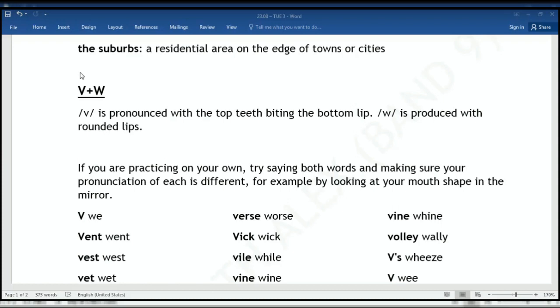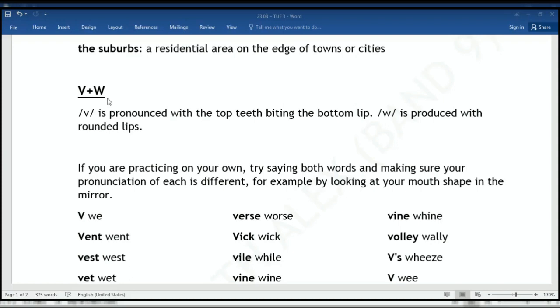W is produced with rounded lips. So you should imagine a long oval, like, I can't even imagine a shape. A long oval, basically, with your lips. So that's "ooh." And W is also voiced, so you're also going to feel the vibration in your throat.